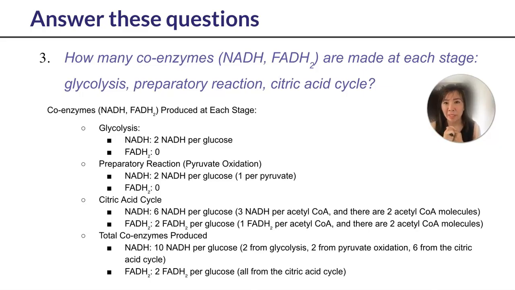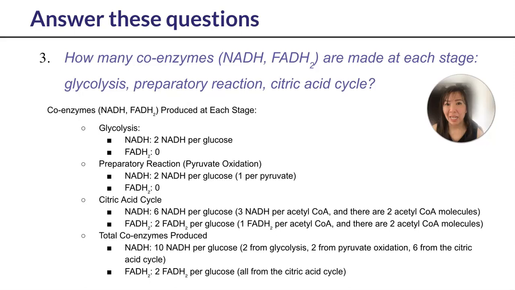Move on to question 3, which asks about the coenzymes or electron carriers. How many coenzymes, either NADH or FADH2, are made at each stage? Our first phase was glycolysis, converting glucose into pyruvate. If you recall, we not only produced substrate level ATP, but we also made 2 NADH per glucose molecule. Now we enter the preparatory reaction. We have 2 pyruvate. As those pyruvate are converted to acetyl-CoA, we produce 1 NADH each, resulting in 2 NADH because we undergo this reaction 2 times.